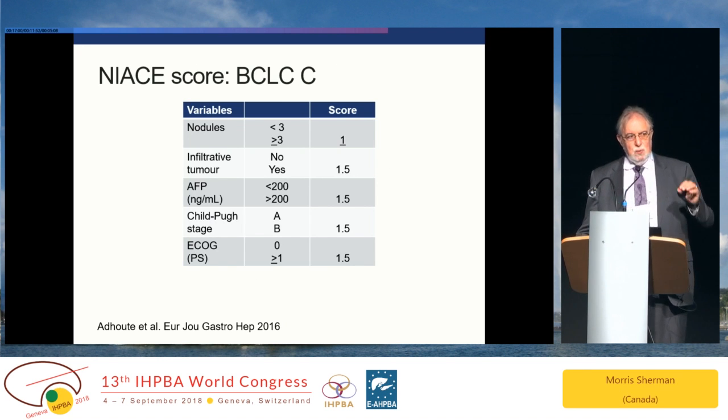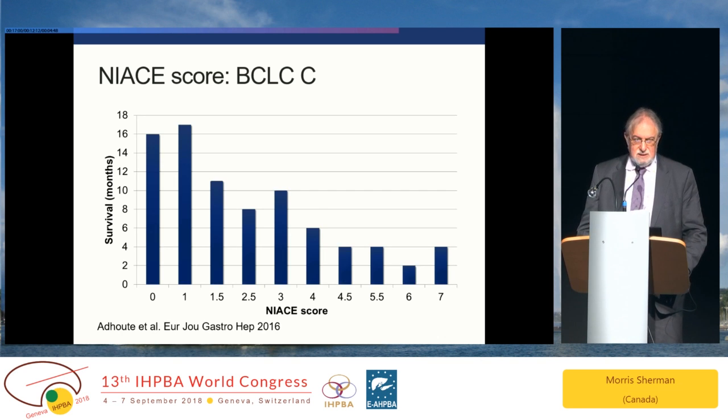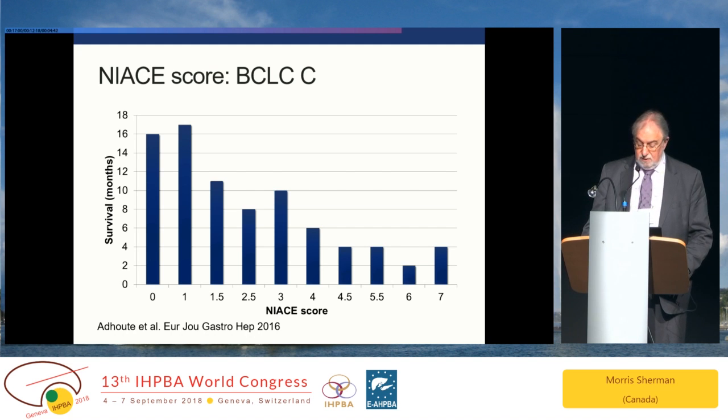Another attempt to be more granular about the BCLC classification was for BCLC-C, this NIACE score from France. And you can see the variables that were involved, the variables that came out in the regression analysis, and you can see the score that was attributed to each of those variables. And here, this is how they demonstrated the difference in outcomes. Along the x-axis, you have the score from 0 up to 7, and on the y-axis, you have the survival. And as you can see, as the score increases, so the survival decreases. So this gives some granularity to BCLC-C. This is a fairly recent paper, and I haven't really seen much by way of validation of this.